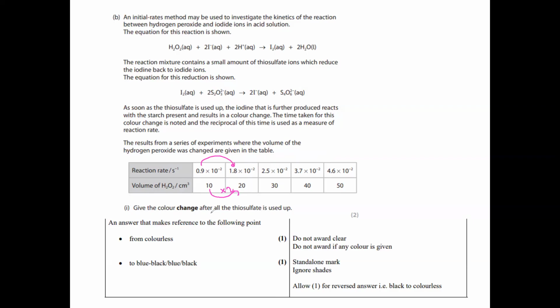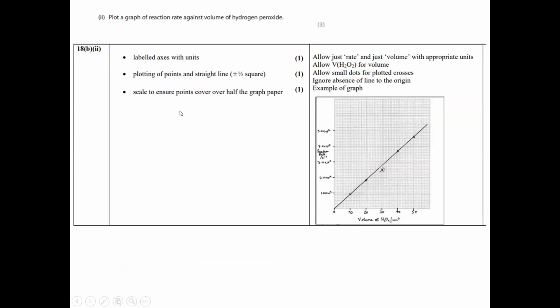The color change is given after all the thiosulfate is used up. The color change, when all the thiosulfate is used up, is iodine with the starch indicator. Iodine with the starch indicator: at first the solution is colorless. When the starch indicator reacts with iodine, you get a blue-black color. So that's the color change for this reaction. Then they are talking about part 2.